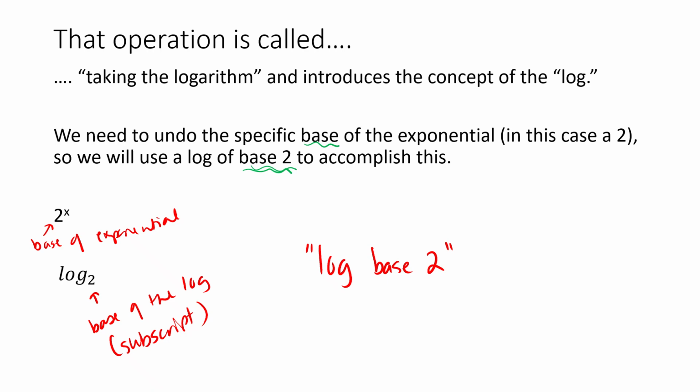A log of the base 2 will undo the base of 2 on the exponential. If you had a base 3 on the exponential, then you would take a log base 3. You would take log base 2 or log base 3 or log base 5, whatever, of the exponential, and it will undo it. So what does that look like?